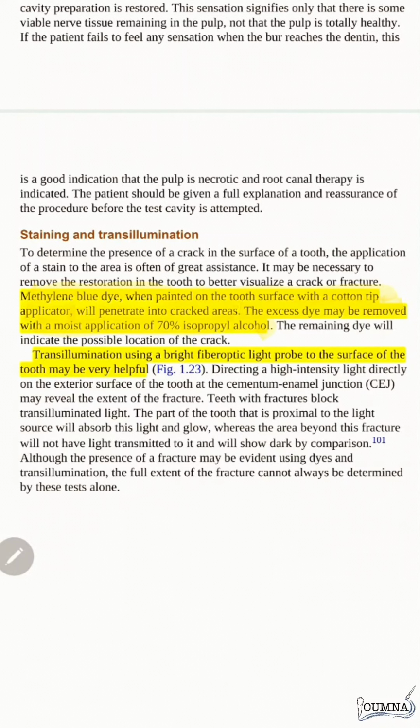Staining and transillumination are ways to detect any fracture that is happening. By using methylene blue dye and applying it with a cotton tip on the surface and removing any excess with 70% alcohol, we can see that the residual dye shows us where the crack is present. For the transillumination, also when the light is passed through the crack, it tells us where it is present.